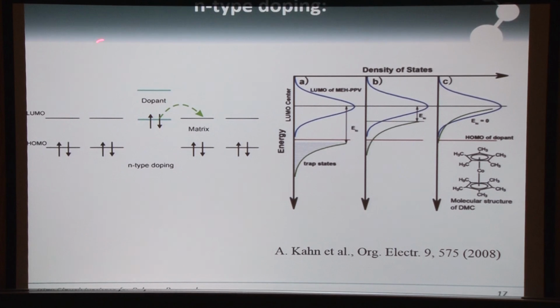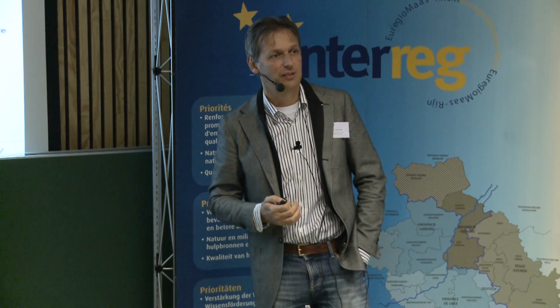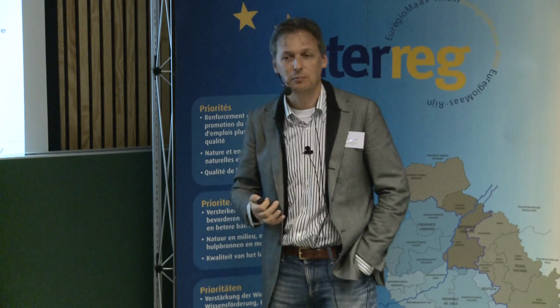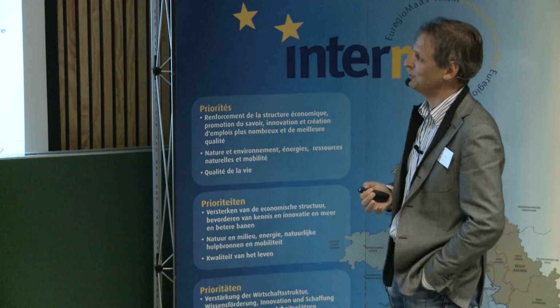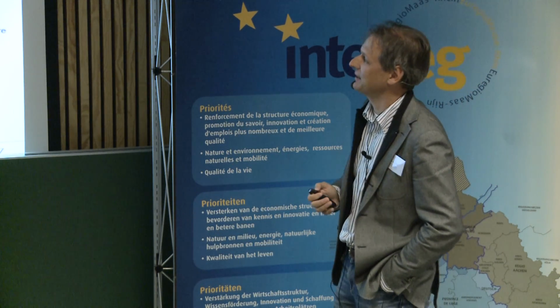One way you can do that is that you say, well, this is PPV, this is the LUMO and the HOMO, and now I add a molecule, like this cobaltocene. And now in the ideal case, when this molecule has a HOMO that is close to the LUMO of the PPV, I can transfer an electron. And that's then comparable to N-type doping in semiconductors. It's kind of a charge transfer reaction, but people often call it N-type doping, although it's not completely correct.